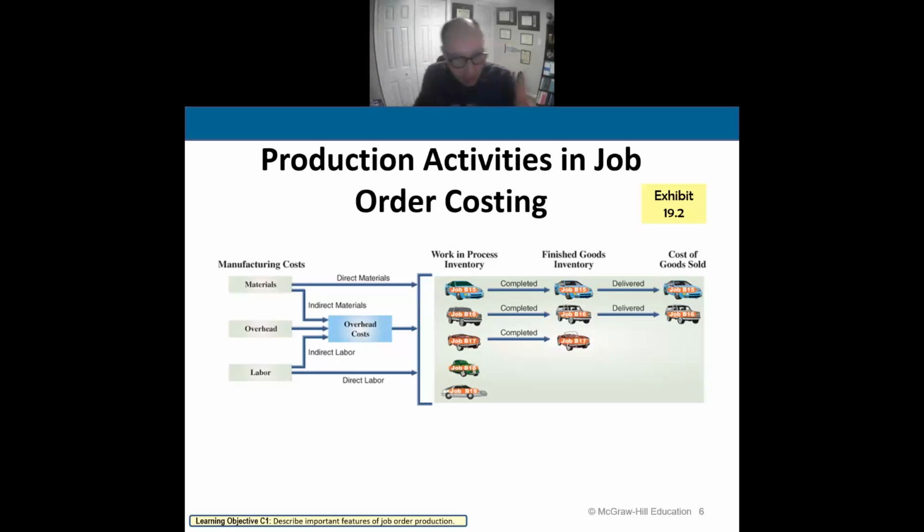So in this example that we're looking at right here, job 15, that's one job, that's one car, one customer order. Job 16, that's another job, that's another car, that's another customer order. Same with job 17, 18, 19, so forth and so on. Each job is a unique customer order.